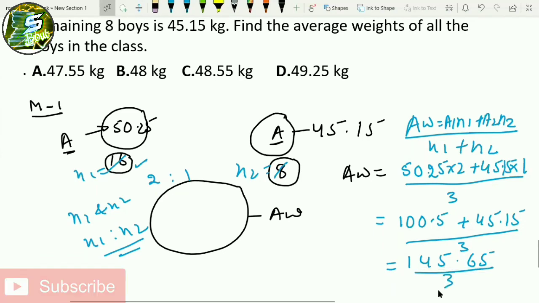If I'm not wrong, anyone can do the rough calculation. Since all the numbers start from 4 only, let me do the rough calculation here. 14 divided by 3 will be 4 times, it's 12. Carry will be 2, 20. 48.55. Correct. More than 48 but less than 49. So the answer will be 48.55.